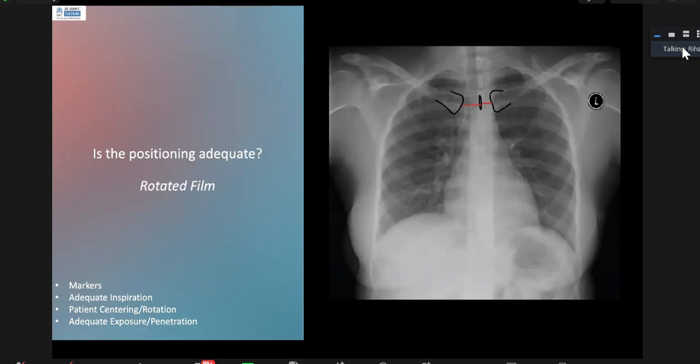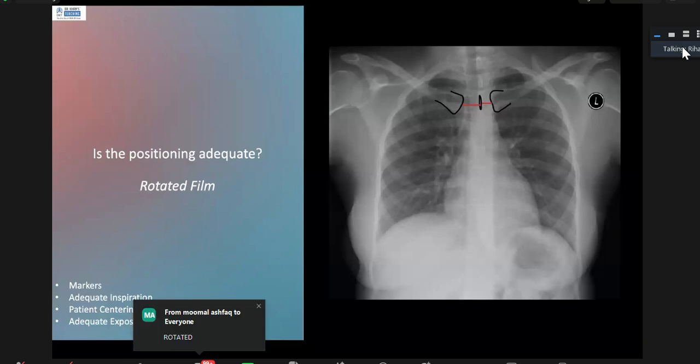So moving on to the next one. Over here, the question was, is this positioning adequate? If we have a look at this, we can see that this chest X-ray is showing some rotation. As Dr. Sujith told us earlier, when we're assessing rotation, we need to have a look at the spinous processes. We have to look at the distance between the spinous processes and the medial ends of the clavicle. If we look at this image, we can see that the distances aren't the same. So what this tells us is that there is a mild rotation.